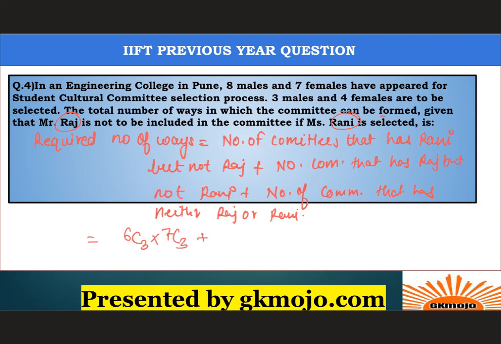Now for the second case, which is number of committees that has Raj but not Rani. For this it will be 6C4 into 7C2 plus number of committees that has neither Raj or Rani. So this will be 6C2 into 7C4. As simple as that. Just solve this and you'll get your answer. The final answer will be 1540. This is the correct answer.